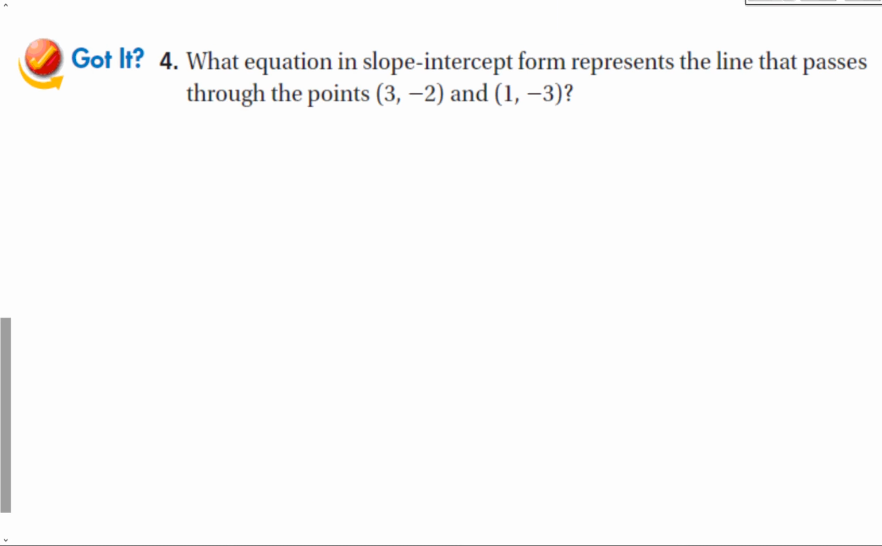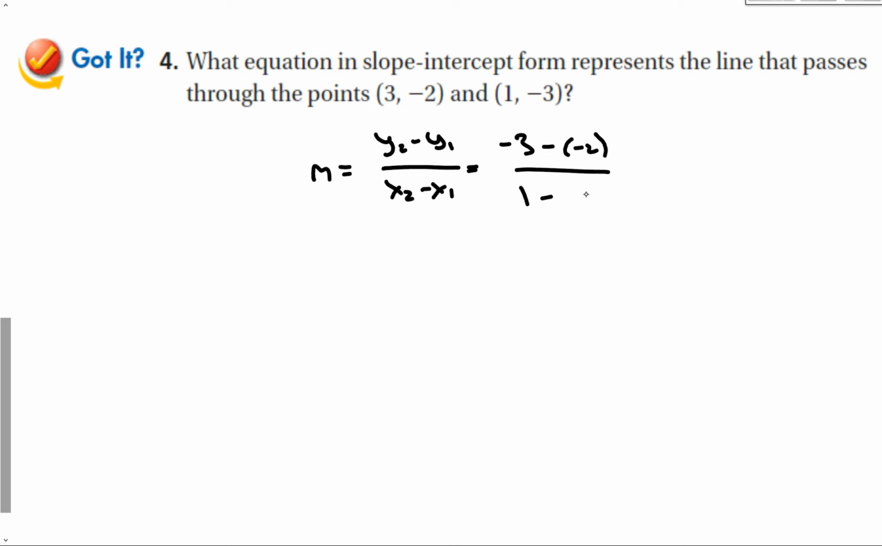Okay. So what equation in slope-intercept form represents the line that passes through (3, -2) and (1, -3)? First, let's find the slope. So that's y2 minus y1 over x2 minus x1. So that's -3 minus -2 over 1 minus 3. So we have -1 over -2, so that is a positive 1/2.